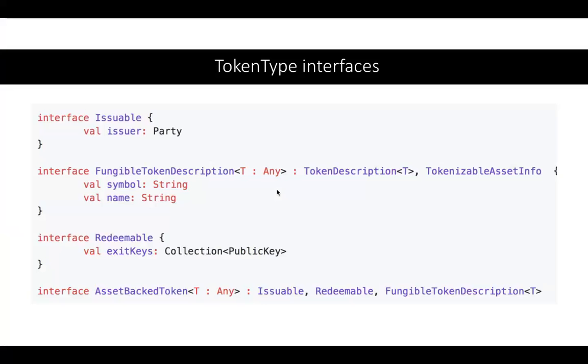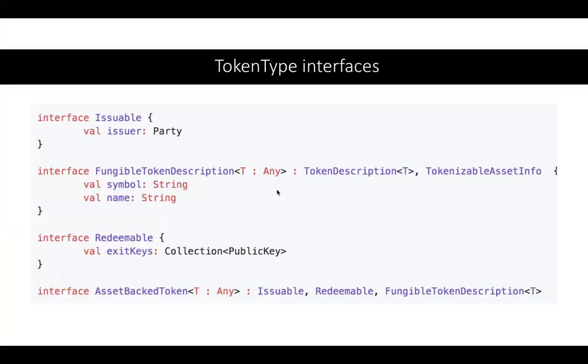So the next thing that we need to introduce are token type interfaces. I mentioned that we'd want ones to represent things that are issuable and redeemable. And the interfaces themselves are actually pretty simple. You'll define an issuer party. Indeed, that could be a composite party. It doesn't necessarily just have to be a singleton legal entity.